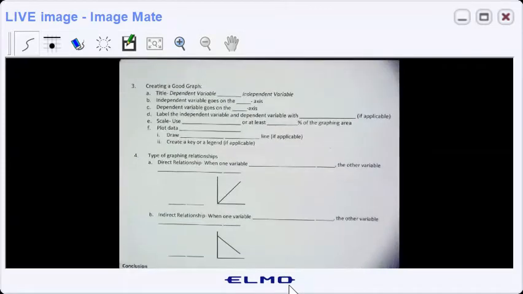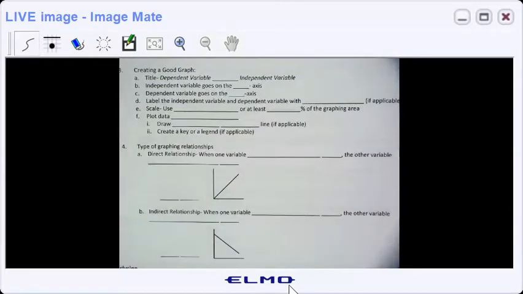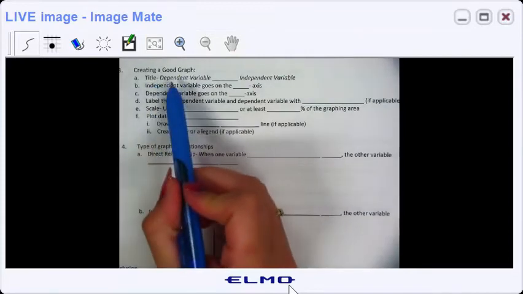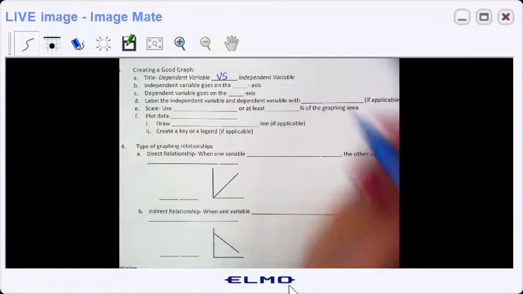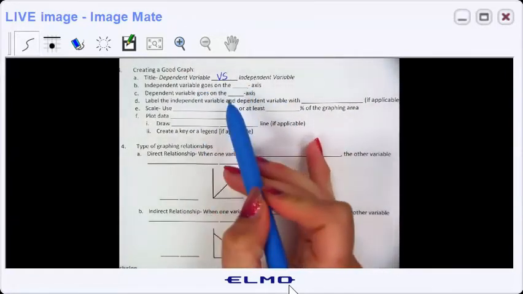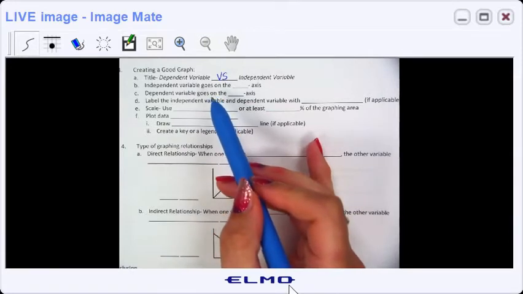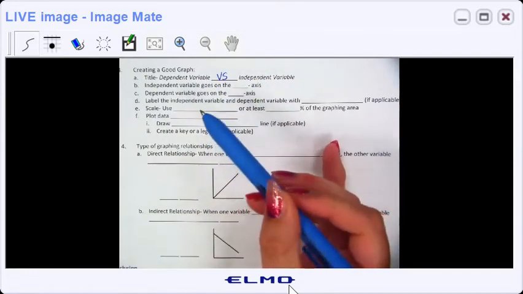So there are some things that we want in a good graph. So when you make graphs, or if we're making them on the computer or on paper, either way, there are some things that you need to know on how to make a very good graph. So for a good graph, you have your title, and your title should be the dependent variable versus the independent variable. Now this is backwards. When we talked about hypotheses and writing questions, it was usually the independent variable first. Graphs are the opposite. They are different. They write the dependent variable versus the independent variable.